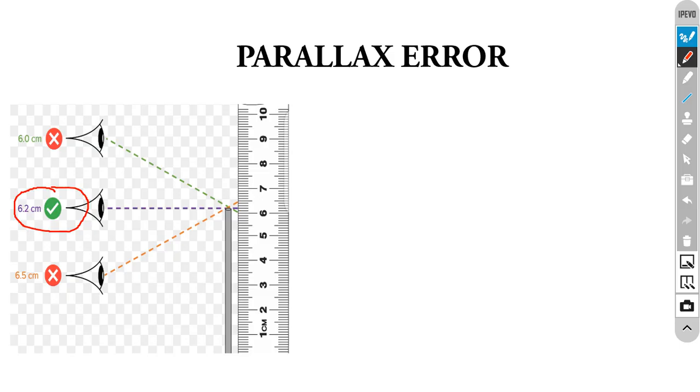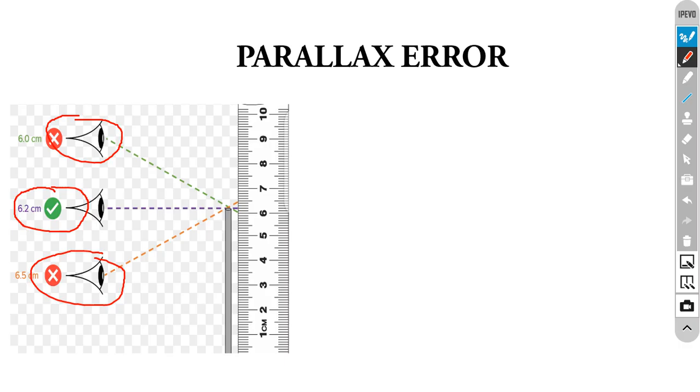Now, if somebody stands at this very angle to take the reading, you will still see something, but in this case we have 6.0 centimeters. So this person who is standing here takes a reading from this meter rule and gets 6.0. The person who is looking at this at eye level sees 6.2 centimeters, and the person below here, still looking at the same thing, sees 6.5 centimeters.